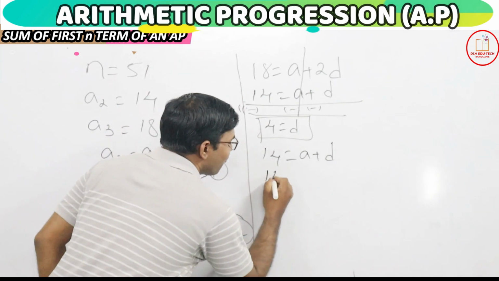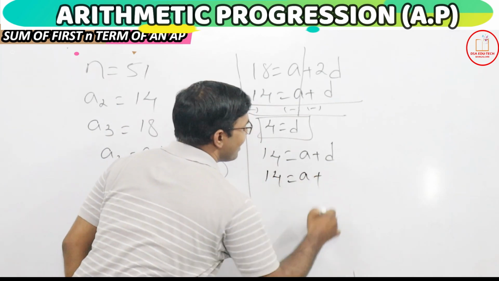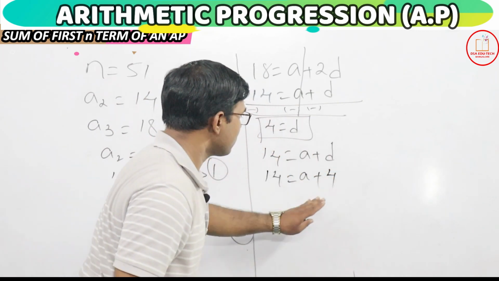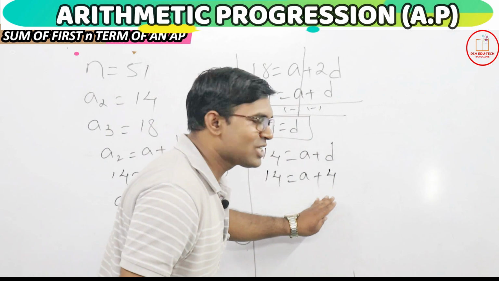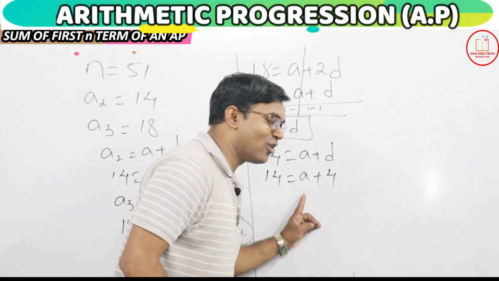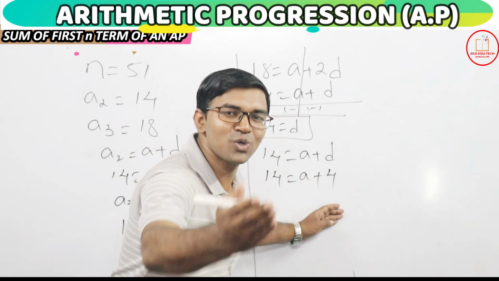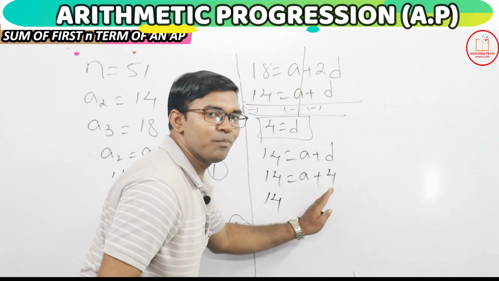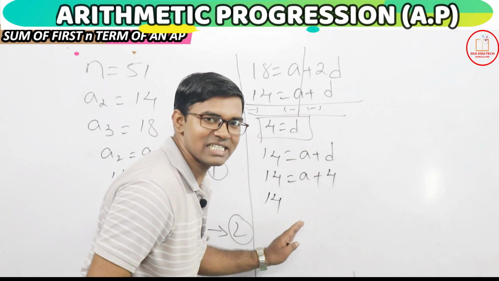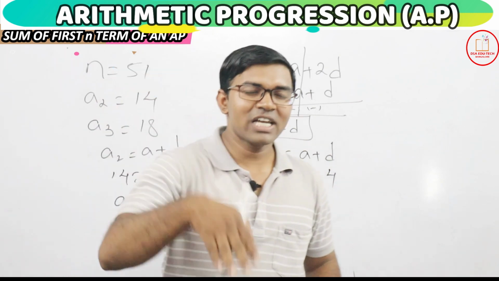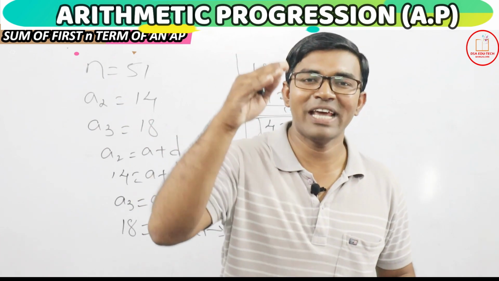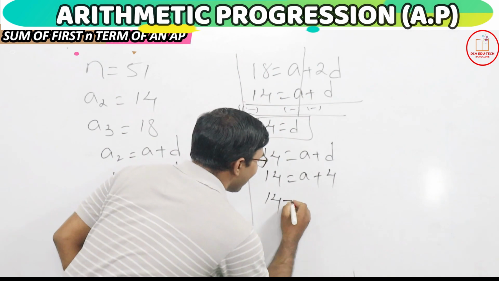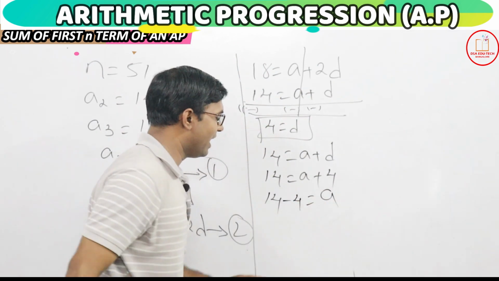Okay, so I will write 14 is equal to A plus D, where the D value is 4. Now, since I have to find the value of A, I will bring this 4 to the other side. So it is 14. When I bring it from RHS to LHS, always remember that the sign of any variable or constant is going to change. So here we will get 14 minus 4 is equal to A.